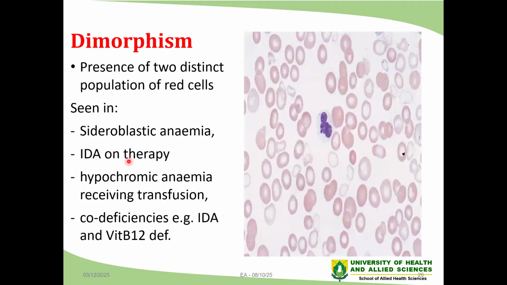Earlier on, I also mentioned dimorphism, where you see two distinct populations of red cells in a blood film. Over here, we can see that some of the red cells are seriously hypochromic, whilst others look highly normochromic, whilst others are highly hypochromic. And then I think there may also be some polychromasia here.